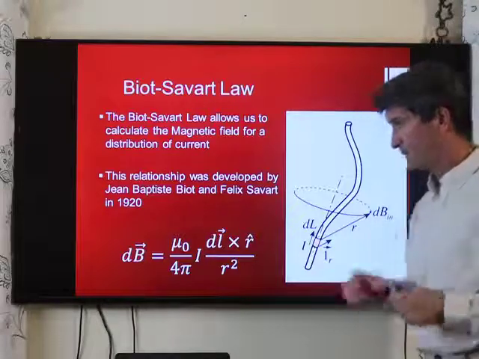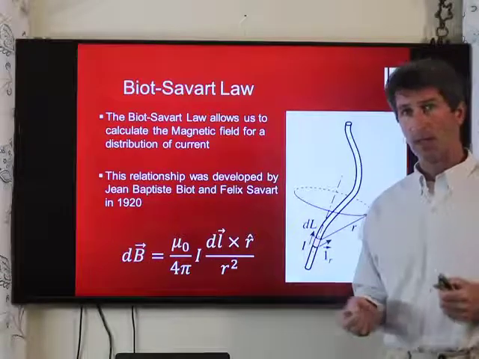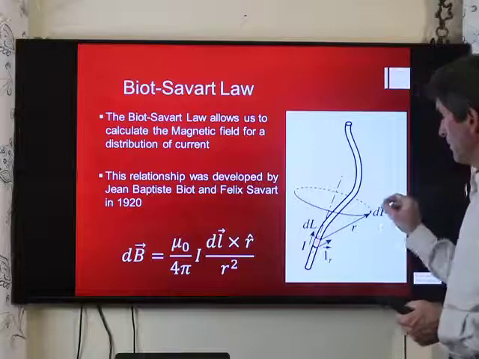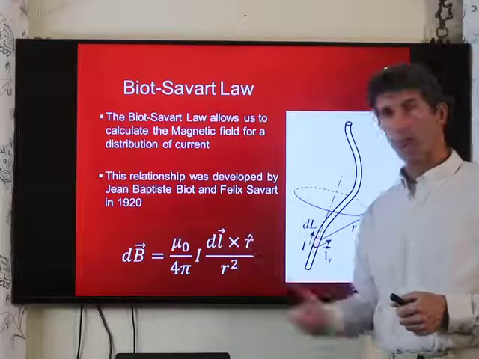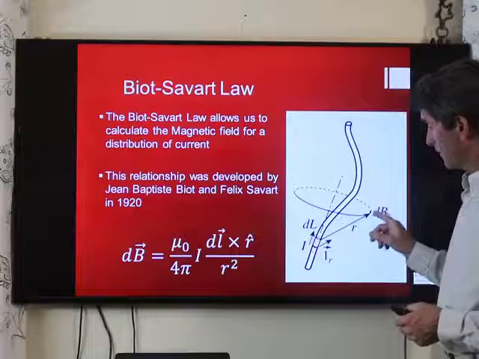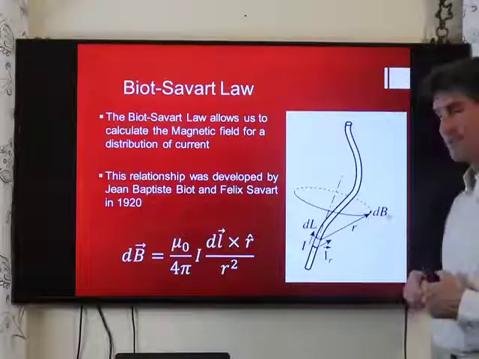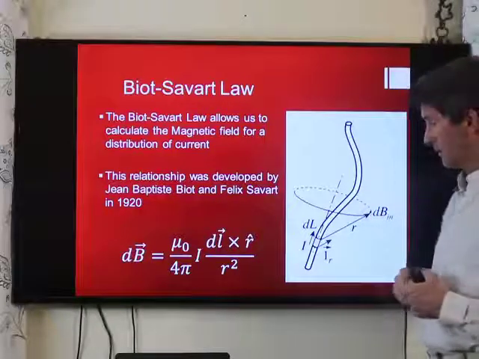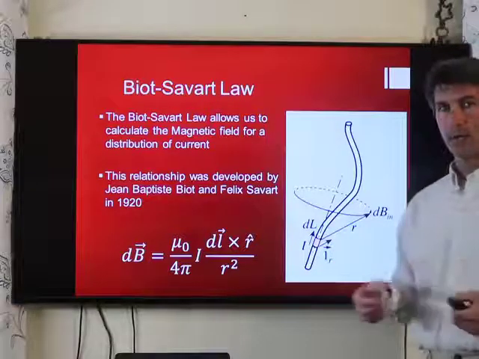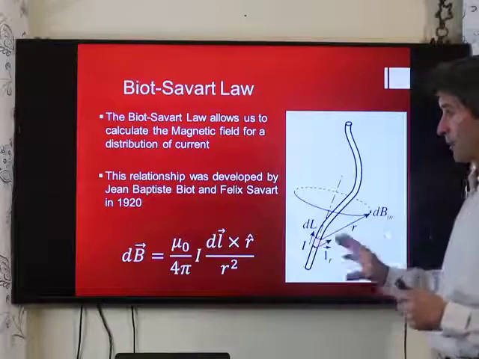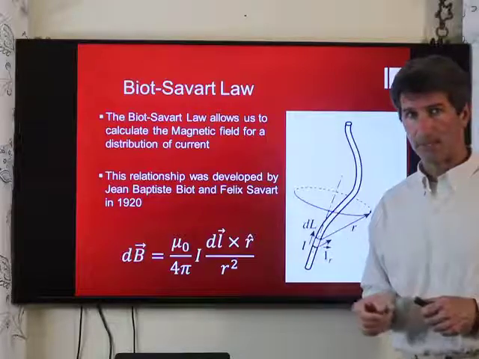calculus aspect. But looking at this, dB represents an infinitesimal amount of magnetic field, or the magnetic field contribution due to an infinitesimal length of wire. So really, if I'm calculating the total magnetic field at this location, I have to add up all the little dBs at that particular place due to each infinitesimal length of wire as we put them all together. Okay? So we're going to have to actually integrate this whole expression to calculate the magnetic field.